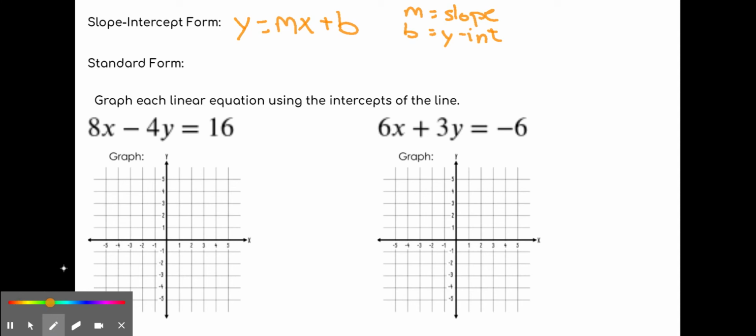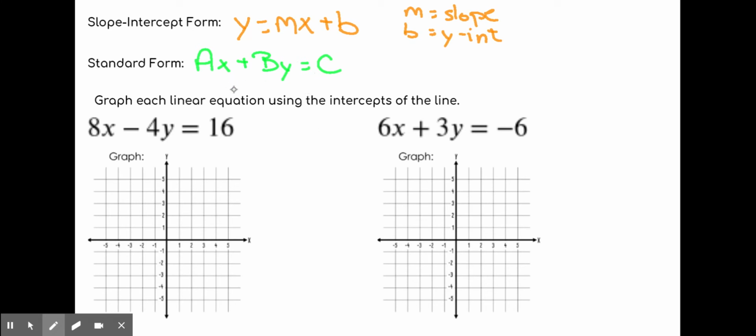Now, someone is going to ask, why on earth do we need to know more than one form? Different forms are useful in different situations. So sometimes standard form, which we're about to learn, is going to be a good way to go. Sometimes slope-intercept form is a good way to go. They each have different places where they're useful. And what standard form looks like is capital A times x plus capital B times y equals capital C. This is how standard form is written.